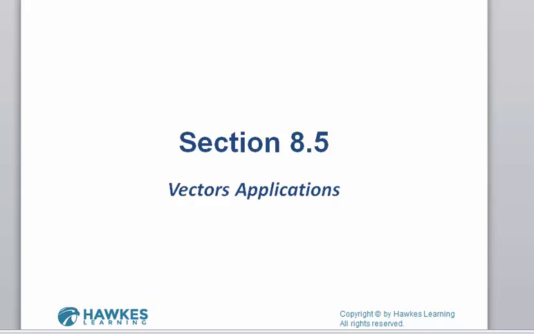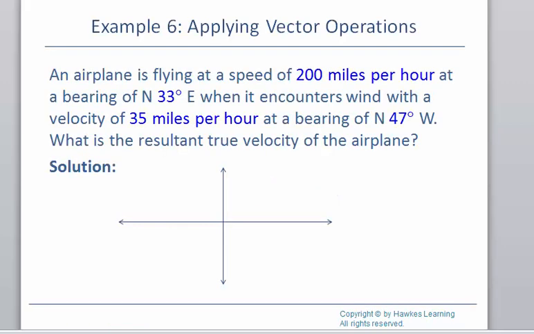We're now going to look at an application that is often seen when we study vectors. Our example reads: an airplane is flying at a speed of 200 miles per hour at a bearing of north 33 degrees east when it encounters wind with a velocity of 35 miles per hour at a bearing of north 47 degrees west. What is the resultant true velocity of the airplane?